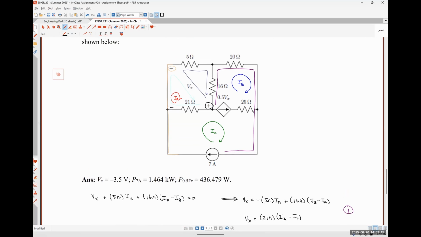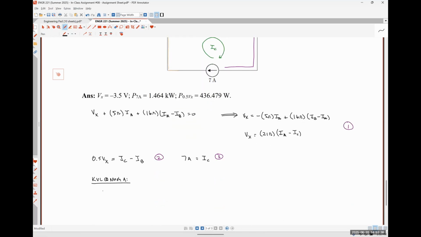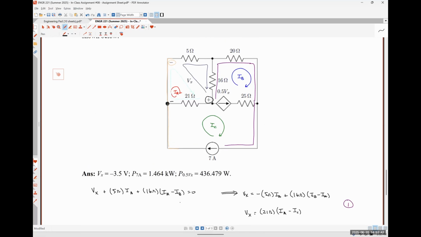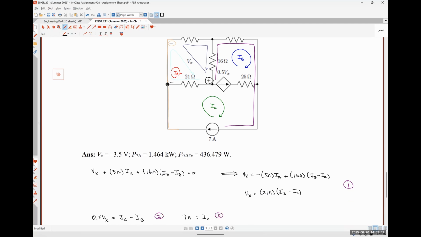So I want you guys to tell me this. I don't think I've had you explicitly tell me what's going on for a KVL equation yet today. Starting from the bottom left-hand corner and going around mesh A, what would we see? 5 IA. So 5IA, thank you for that. What comes next? Shouldn't it be 16 times IA minus IB? Exactly right, thank you.